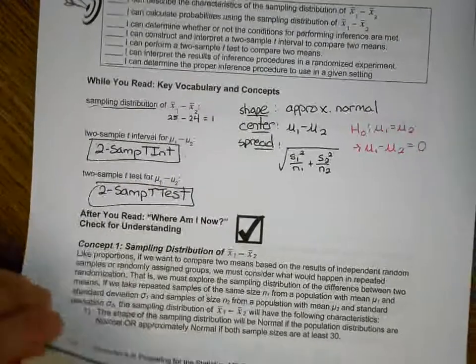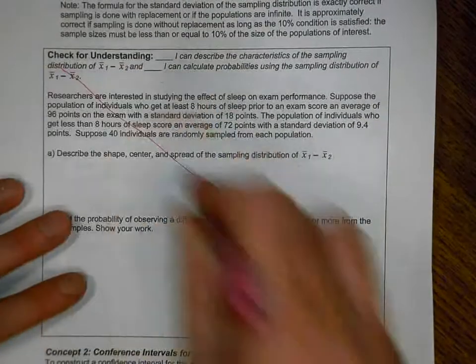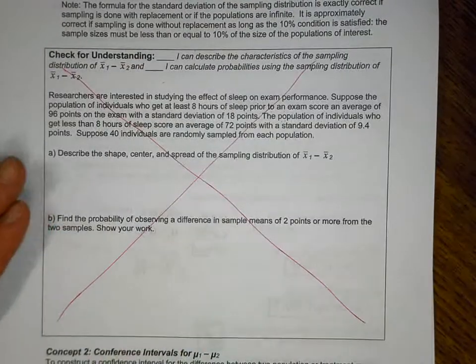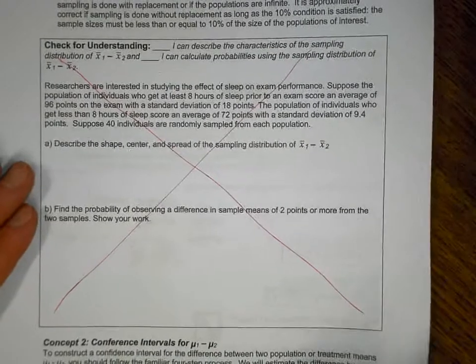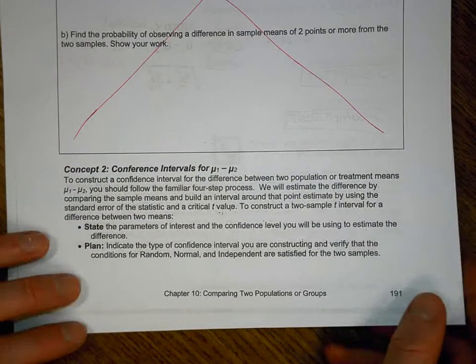Alright, and then concept 1, they're talking about the sampling distribution of the difference between two sample means, and yada yada yada, just like before. I don't really want to get into what the sampling distribution looks like and all of that because I don't want to confuse you guys. So instead we're going to jump right into confidence intervals.